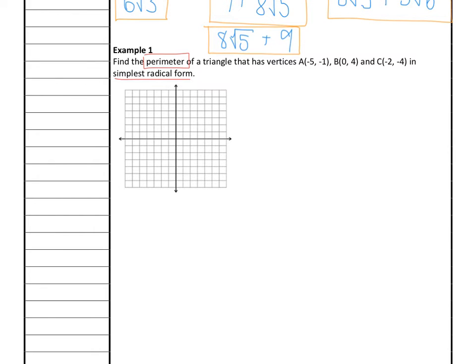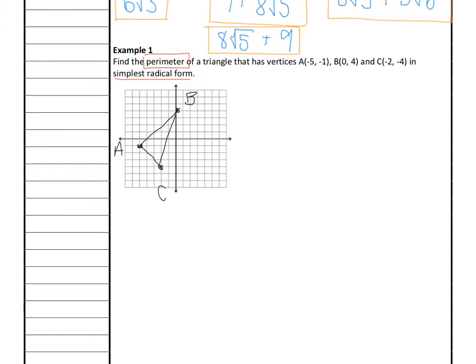So -5, -1, so it'll be about here. A little tricky to do this on the iPad. I have 0, 4, so remember that means I'm not going left or right anywhere, I'm just going up 4. So that would be here. And then I have -2, -4. Alright, so I'm going to label those. That was an A, this was my B, this was C. So it would look something like this.